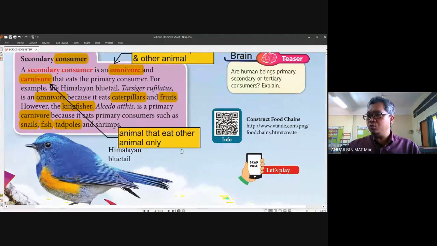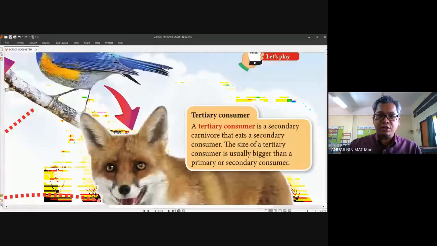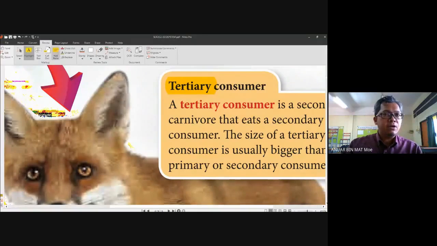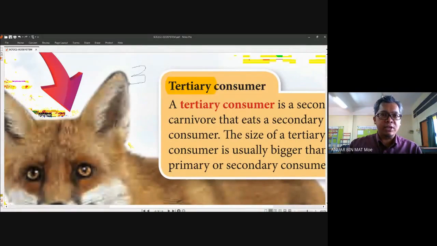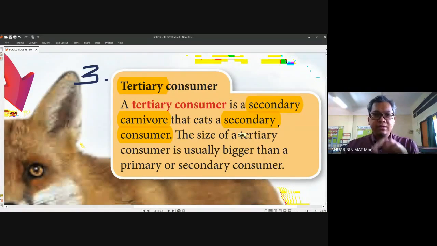So number 1, 2, 3, and number 4. The next consumer here we call tertiary consumer. Tertiary means consumer number what? Number 3. Okay, number 3. It is what we call tertiary consumer. Very easy to remember. It is what we call a secondary carnivore. You just remember like this. Tertiary consumer eats secondary consumer.